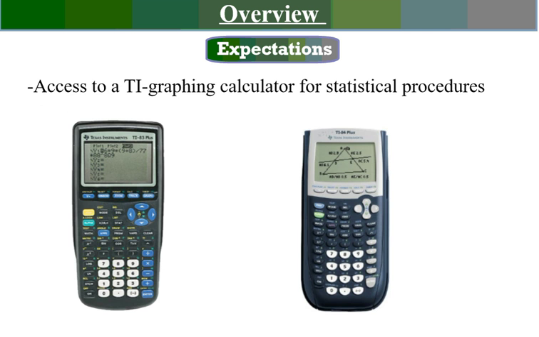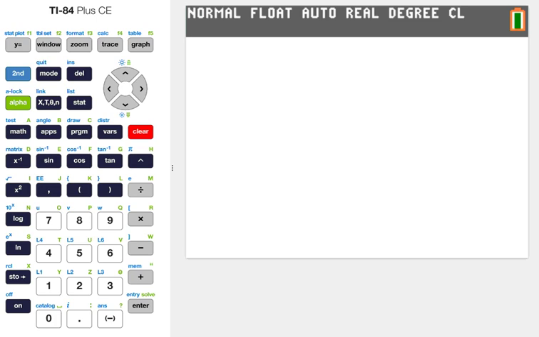One general expectation is that I'm going to expect that you have access to a Texas Instruments graphing calculator for statistical procedures. There's a number of statistical tests that we will do, and I'm going to be expecting that you have that because our book expects that you have that in order to run some statistical tests. In the program, I will pull up the calculator and show the buttons that I'm inputting in order to run some of the statistical tests. So I expect that you'll be able to have that as well.